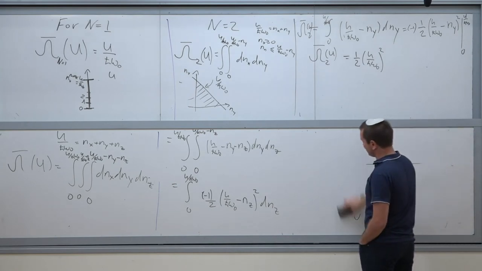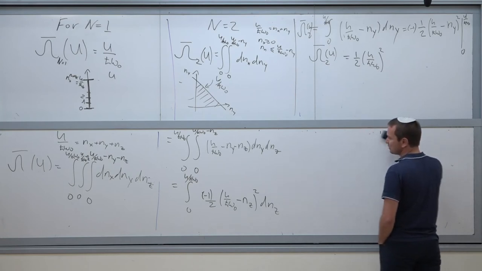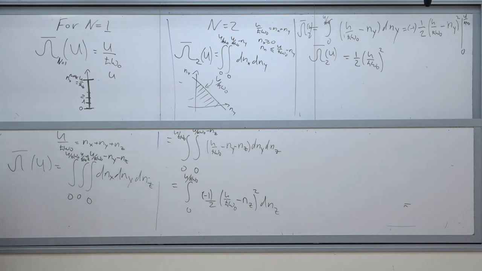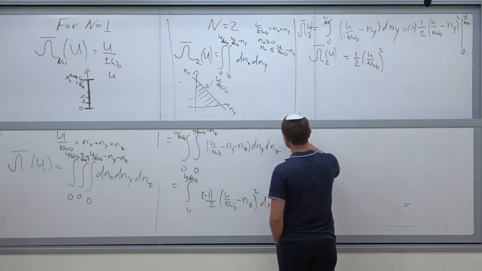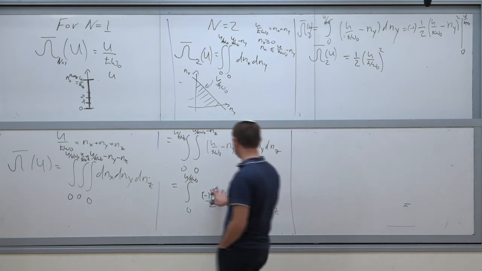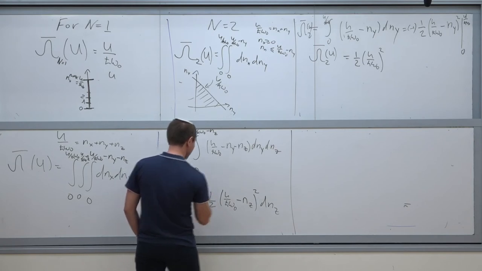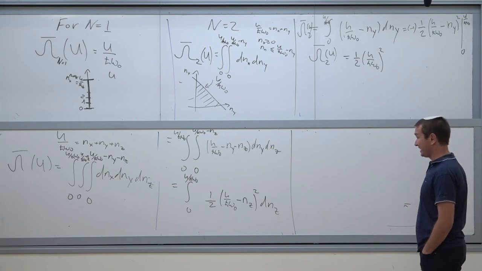Because by maxima, ny cannot be larger than u divided by h bar omega 0 minus nz. Because if it was the case, nx should be larger than whatever it was. Okay. There is no minus one over here. Right, it's just 1/2. Okay, we do this integration again.